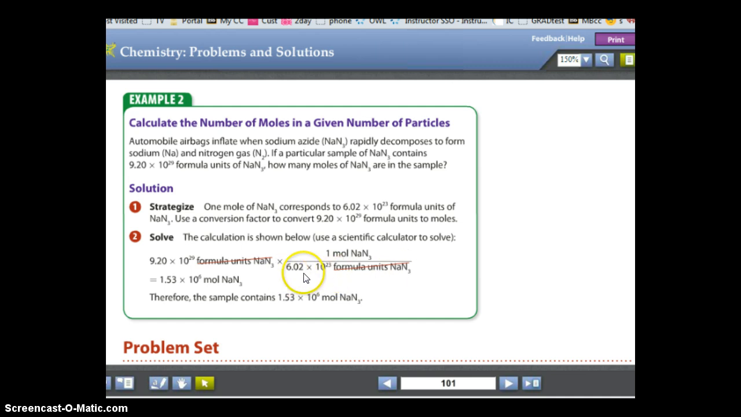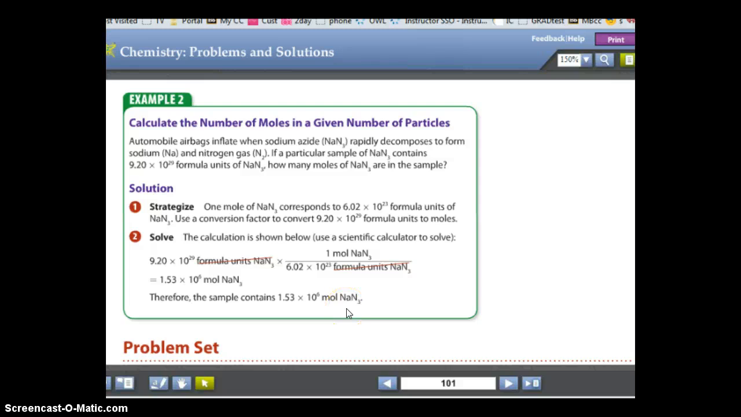And I know that there's 6.02 times 10 to the 23rd of them in 1 mole. So then in your calculator, you're going to put 9.2 times 10 to the 29 times 1 divided by 6.02 times 10 to the 23rd, and you'll get your answer, saying, therefore the sample contains 1.53 times 10 to the 6 moles of NaN3. Again, put it in your calculator. Make sure you get that answer.